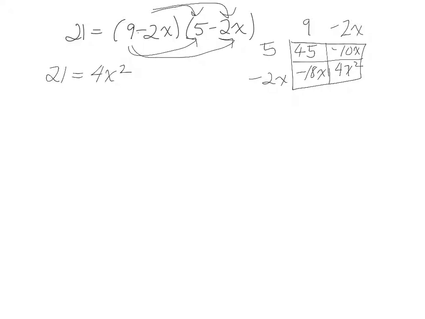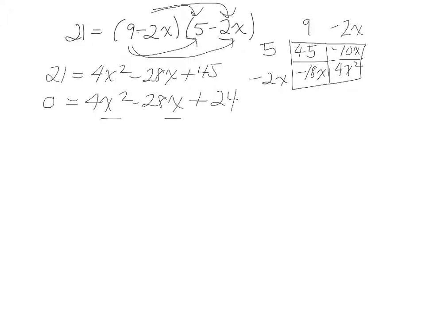4x squared, and now we've got minus 18x and minus 10x, so that's minus 28x, and we have a plus 45. Now you can see, as I suggested on the last slide, that we're going to have a quadratic. We have an x squared term, so now we need to move the 21 over to the other side so that we've got 0 on one side of this quadratic. So we still have 4x squared, we still have minus 28x, and here we have 45 minus 21, so we have plus 24 here.